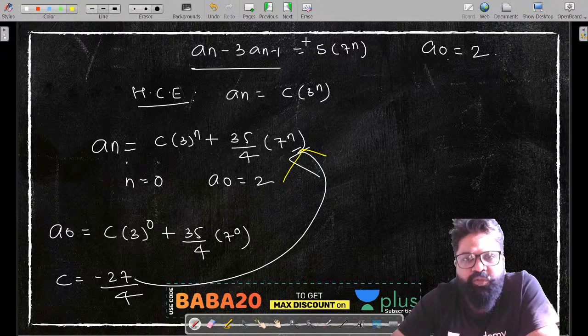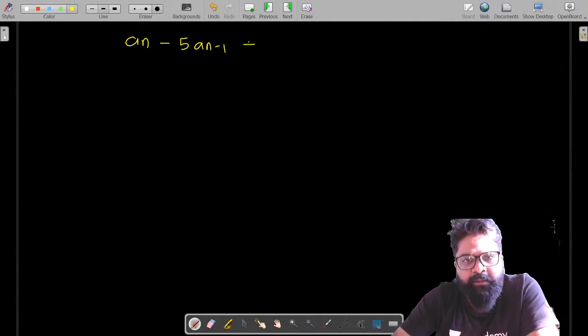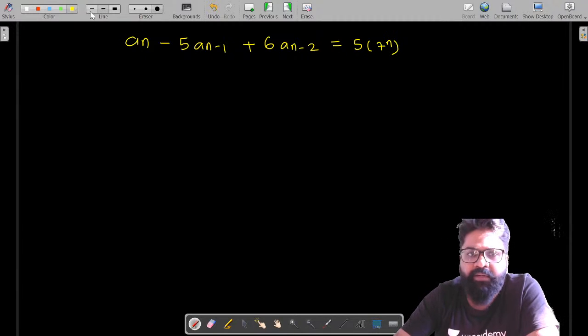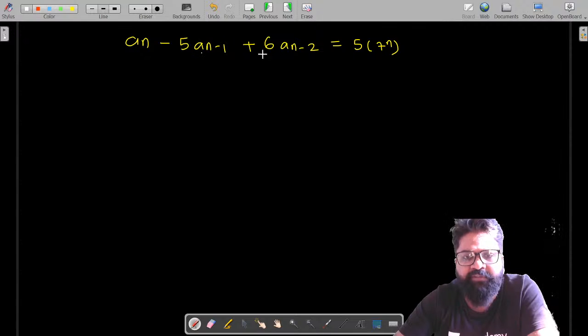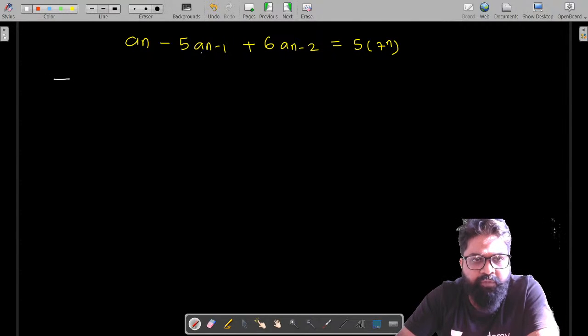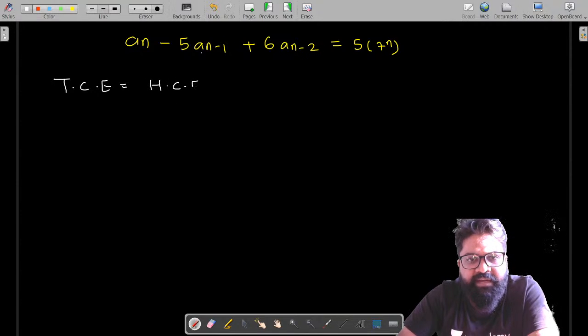Now I can extend this one also like this. Suppose what will happen if I will be writing some equation like this. A of n minus 5 times a of n minus 1 plus 6 times a of n minus 2 and that will be equals to 5 of 7 raised to n. Okay. Now suppose this is going to be our equation. So again we have to go and find out the total characteristic equation that I will be writing as homogeneous characteristic equation plus non-homogeneous characteristic equation.